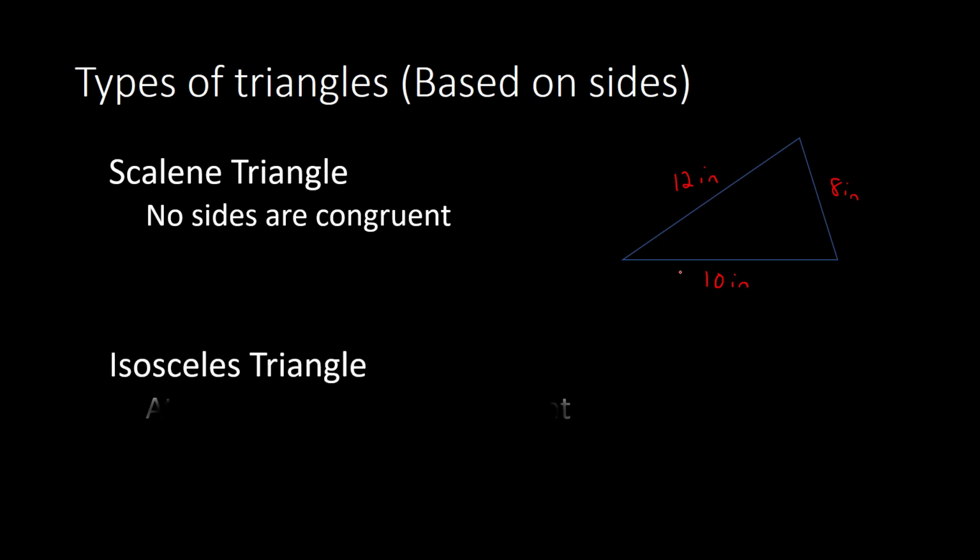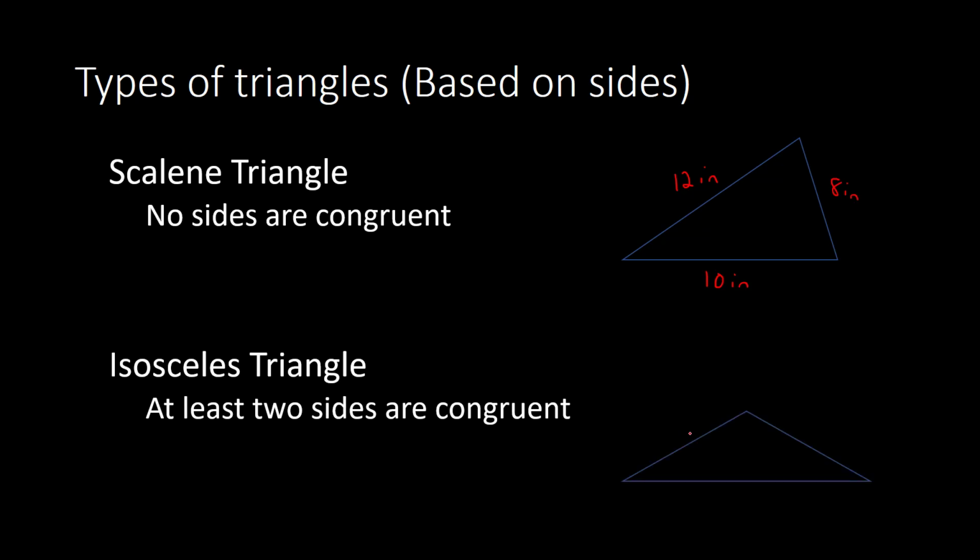The next one is an isosceles triangle, where we have at least two sides that are congruent. So here we see that the left side and the right side are congruent, and maybe the bottom side, but it probably is not. Maybe it could be 10 inches and 10 inches, something where they have the same measure. And it can also include triangles that have three sides that are congruent as well. So if every side were the same measure, that would also be considered isosceles.